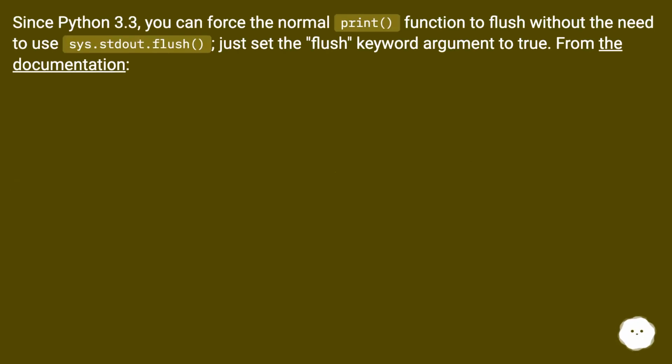Since Python 3.3, you can force the normal print function to flush without the need to use sys.stdout.flush. Just set the flush keyword argument to true. From the documentation.